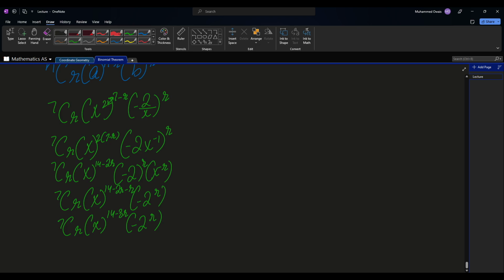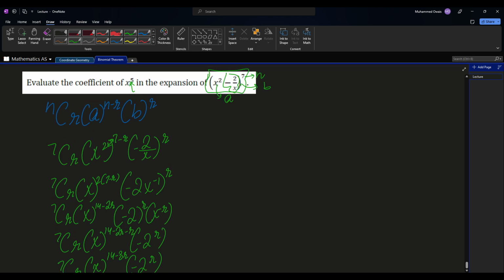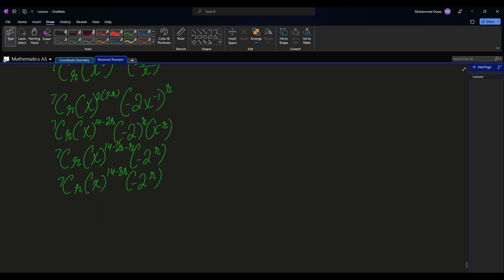Now we want this power of x to become 5. We want the power of 5 with x, so we will equate this. 14 minus 3r is equal to 5. And this becomes 14 minus 5 equals 3r. So 3r is equal to 9. So r is equal to 3.